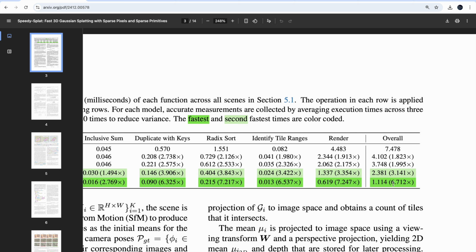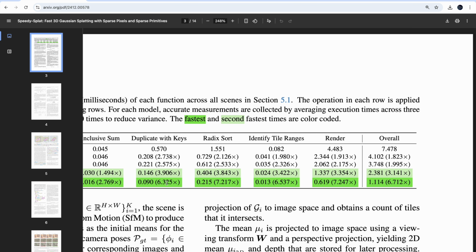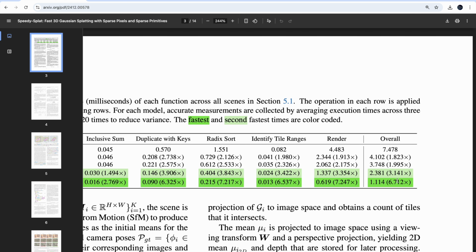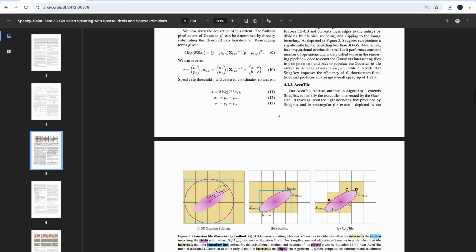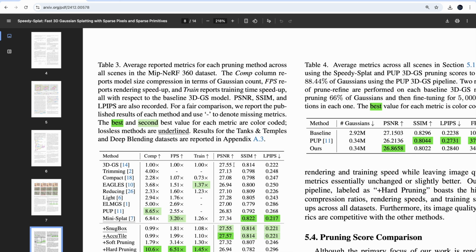AccuTile plus the pruning gives a 6.7 times speed up, okay? So overall, this paper gives almost a 7x speed up in Gaussian splatting while keeping the same quality. I think that's in table 3 or maybe table 2. Well, that's table 3. You can see PSNR and other metrics of the 3D Gaussian splatting baseline versus other papers and versus this code, and you can see that metrics are very close or maybe sometimes a bit better than the ones from the 3D Gaussian splatting.